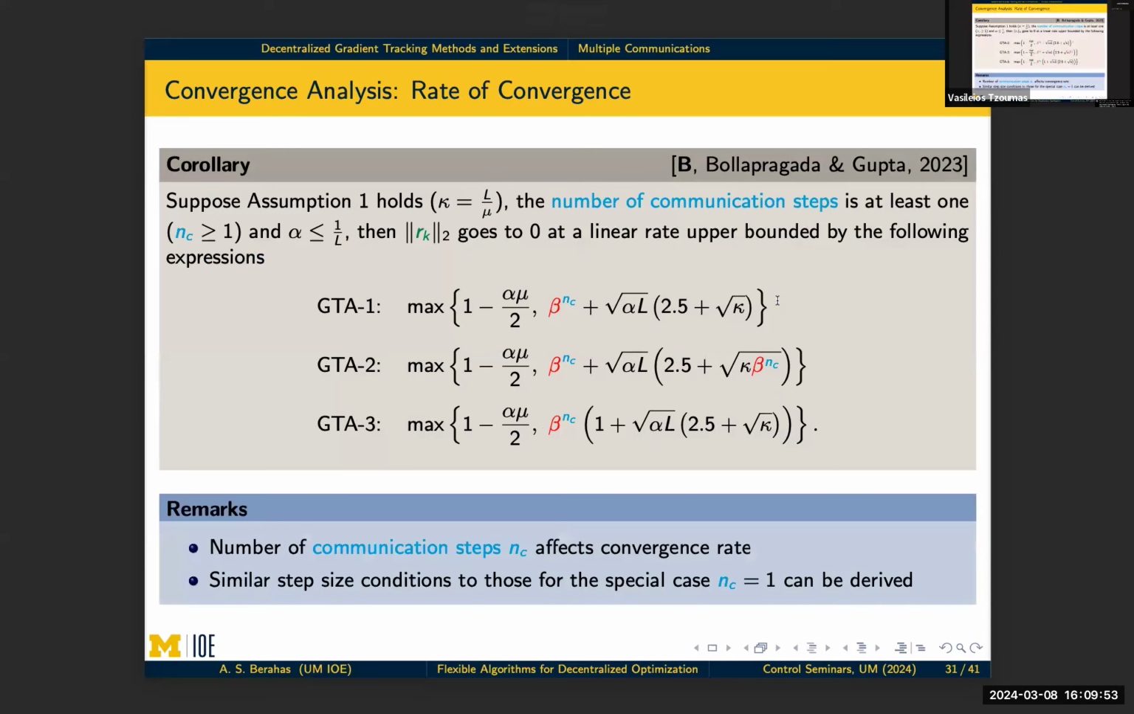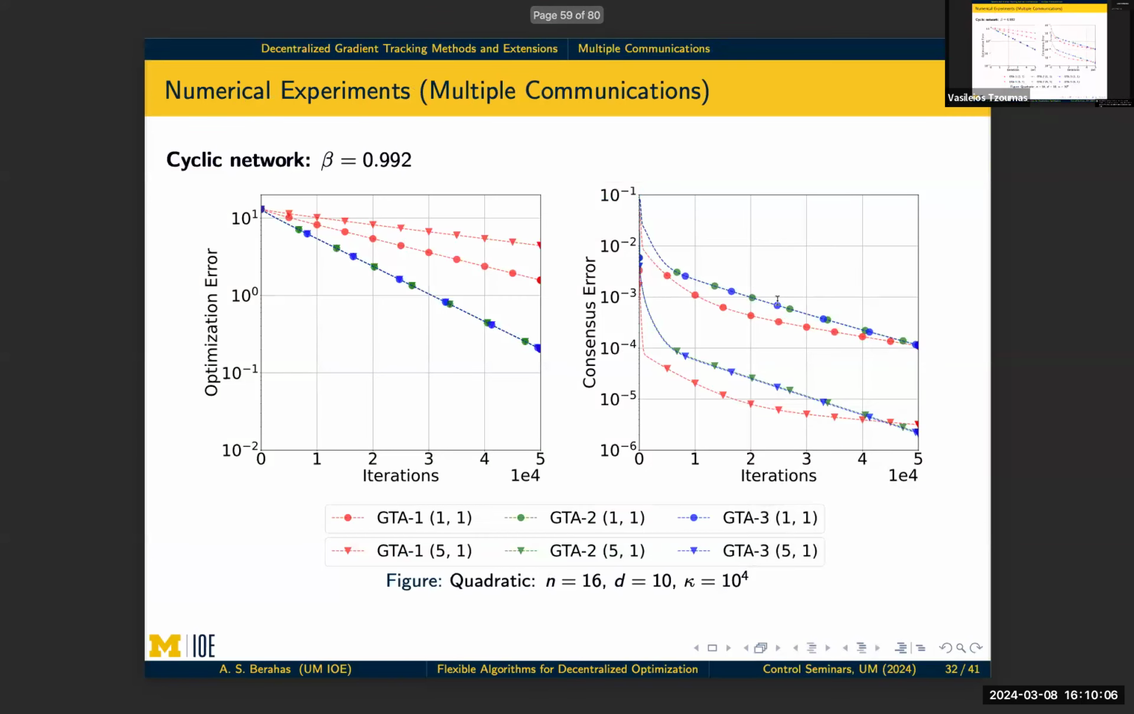So the number of communication steps NC affects the convergence rates, and when we plug in NC equal to 1, we recover as a special case what I showed there. Okay, both in terms of this result, but also in terms of the step size. So one point of flexibility is there.